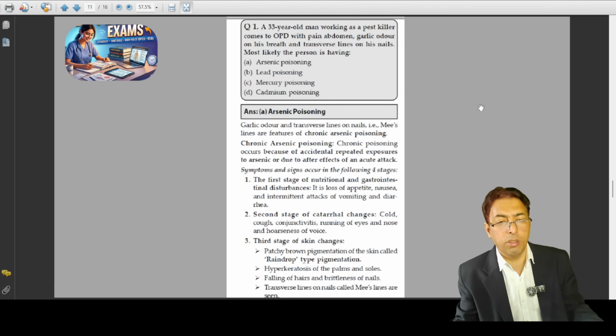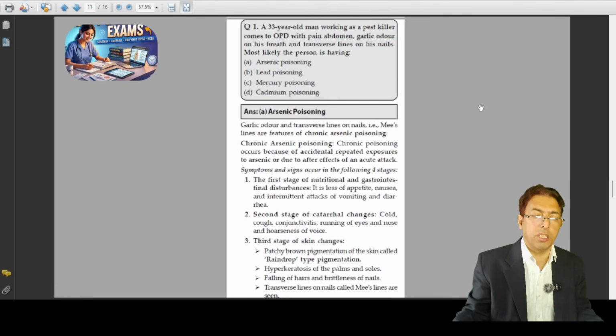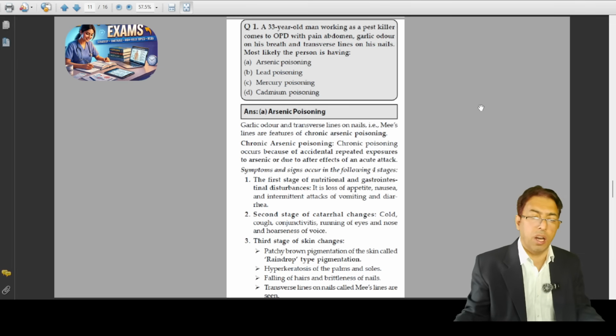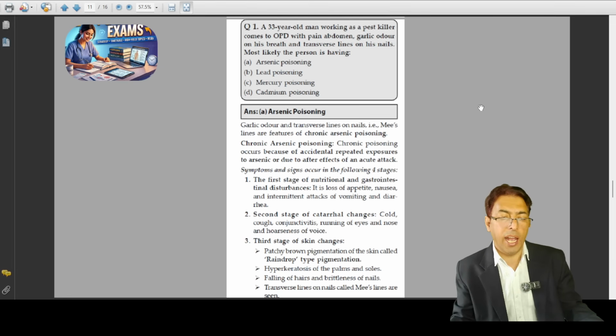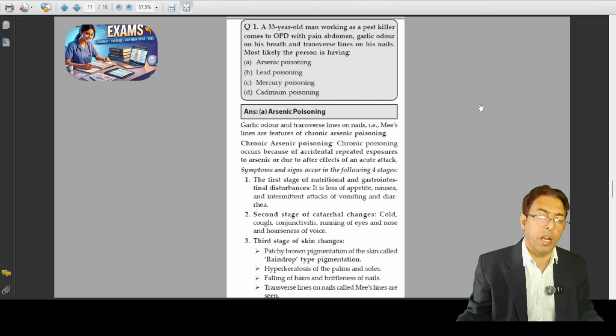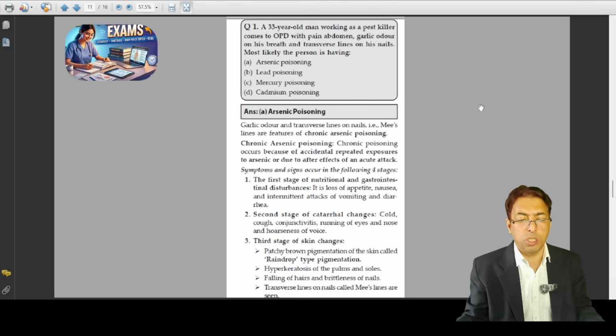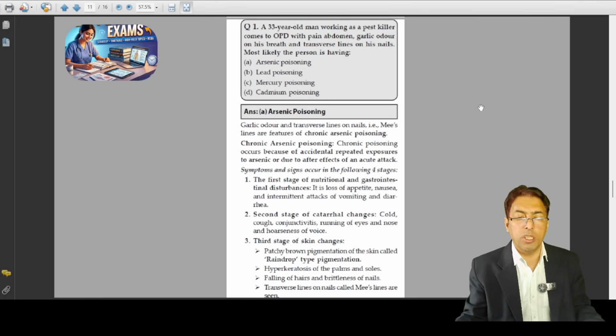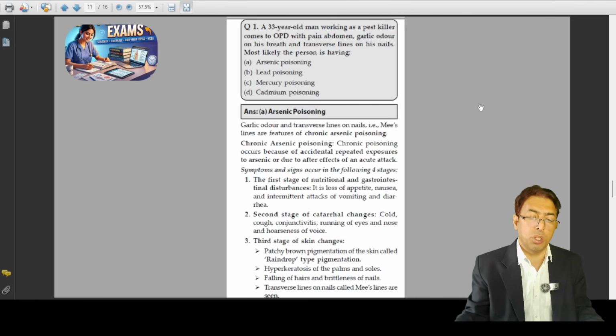Now, a clinical scenario: a 33-year-old man working as a pest killer comes to OPD with abdominal pain, garlic odor on his breath, and transverse lines on his nails. Most likely, he is having poisoning as a result of arsenic, lead, mercury, or cadmium. As far as this clinical scenario is concerned, it is quite frequently asked, but many of the students still get it wrong because they confuse between different types of poisonings: lead, mercury, arsenic, cadmium. They should know the features of each poisoning very, very specifically.